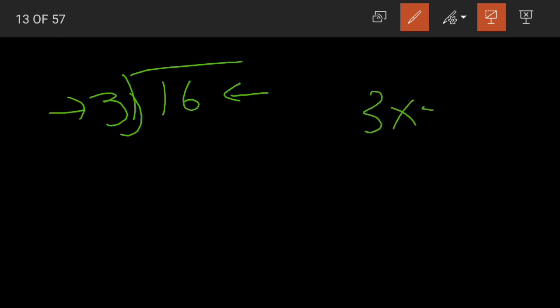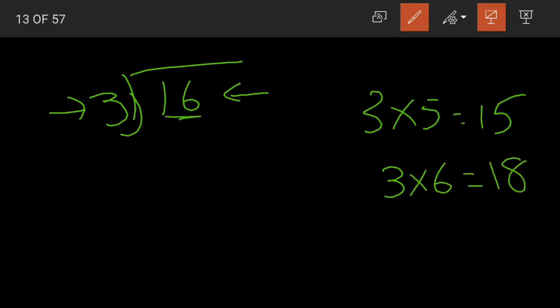See, 16 divided by 3. 16 biscuits, 3 children. In the 3 table we have 3 fives are 15 and then directly we have 3 sixes are 18. Do we have 16 in the 3 table? No. So what should we do? Should we go for 15 or for 18?